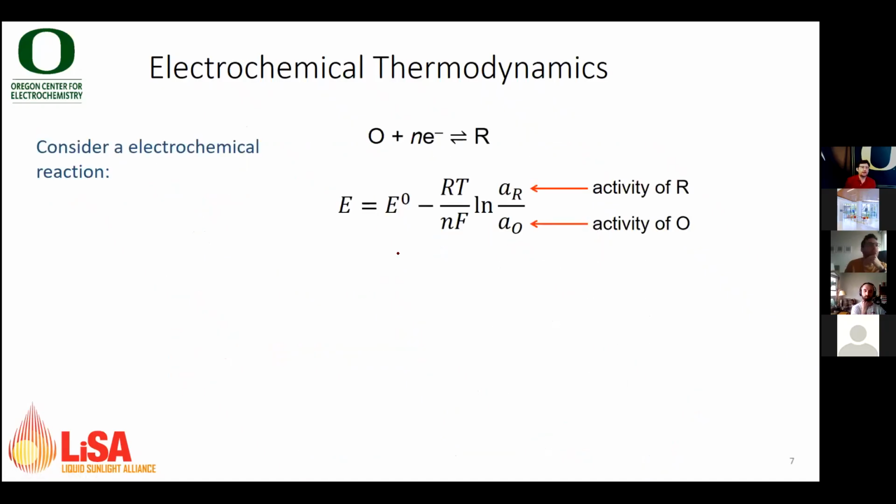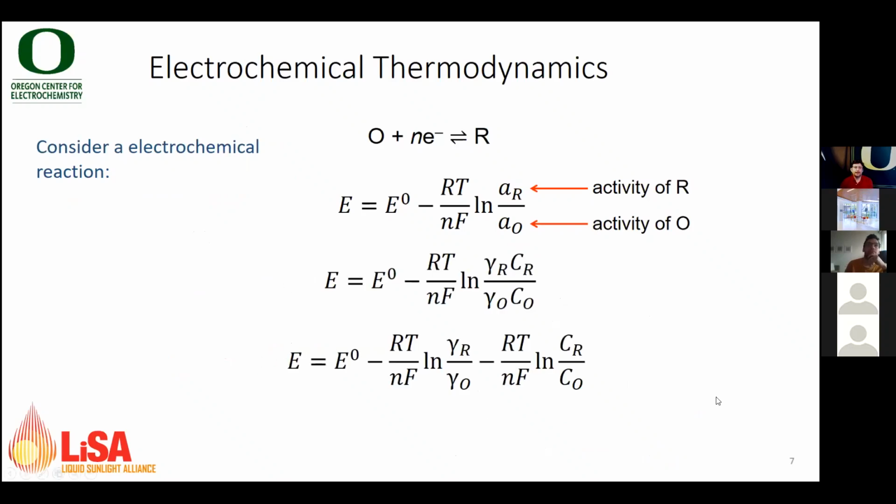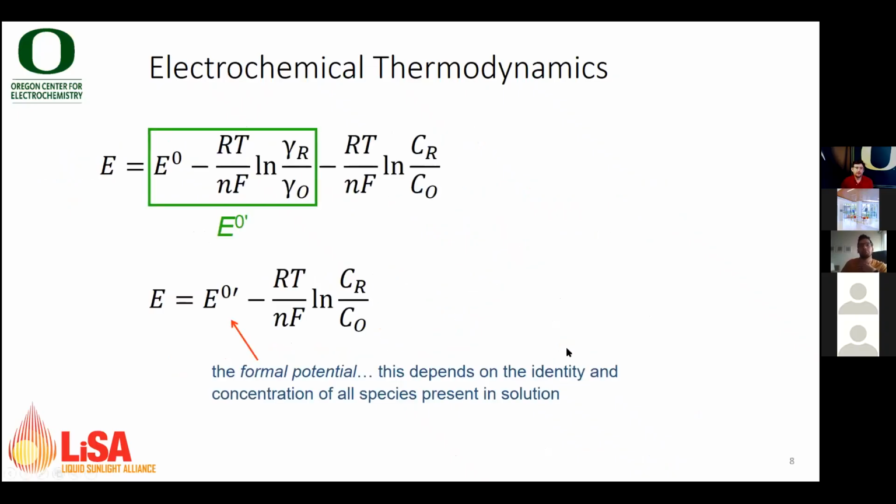So let's consider an electrochemical reaction. O plus n electrons goes to R. Now, here's the Nernst equation, right? So I can write this, the activity of R, the activity of O. And I can reformulate that in terms of an activity coefficient and a concentration. I can pull those out, right? So here they are. I pulled them out of the log term. And when I do that, I can identify this term here as E naught prime. And so we call this the formal potential.